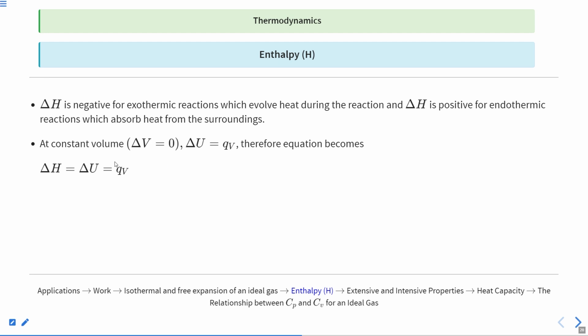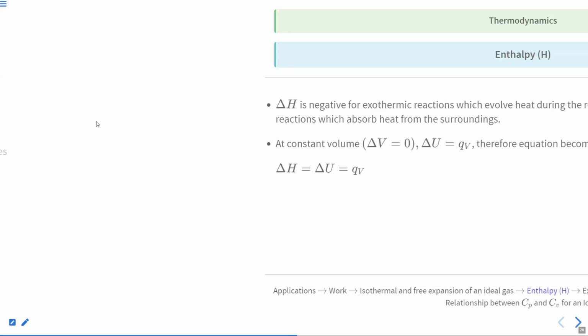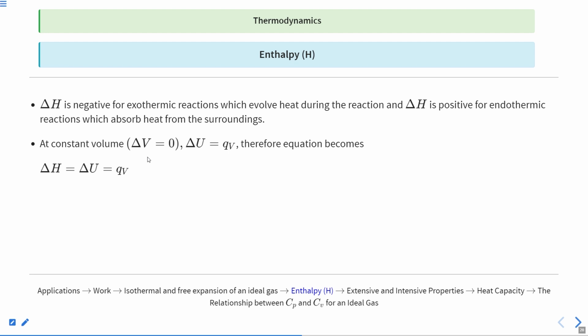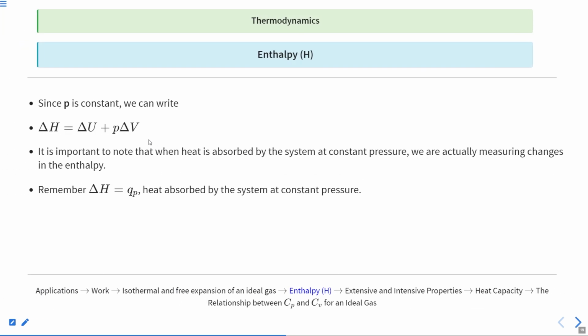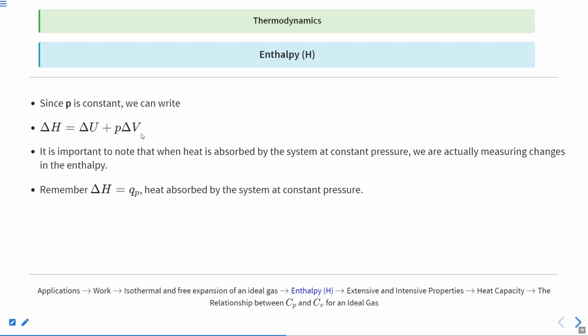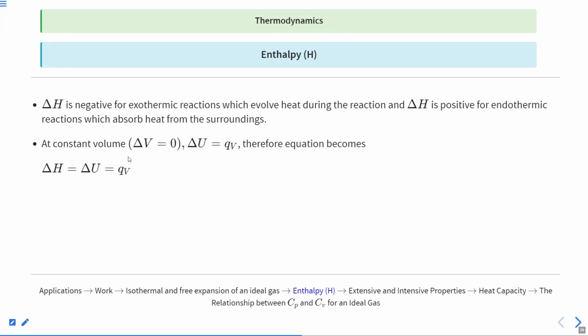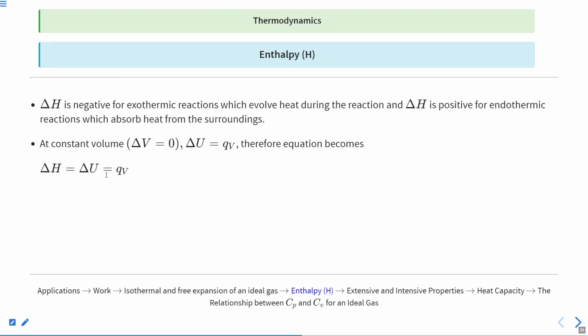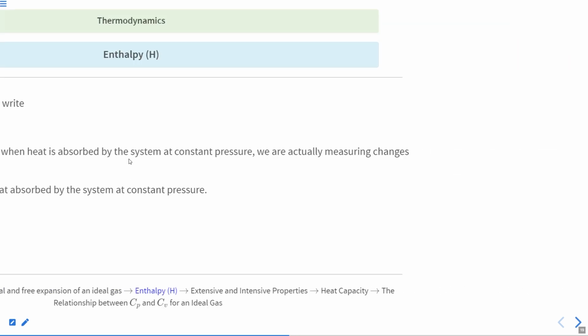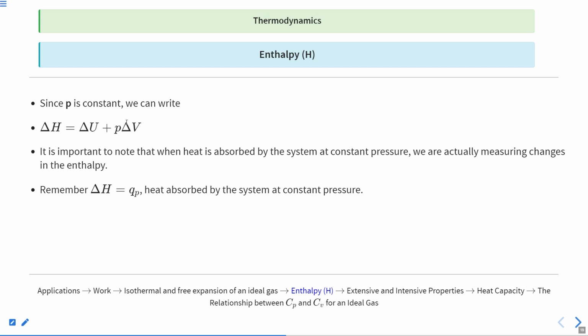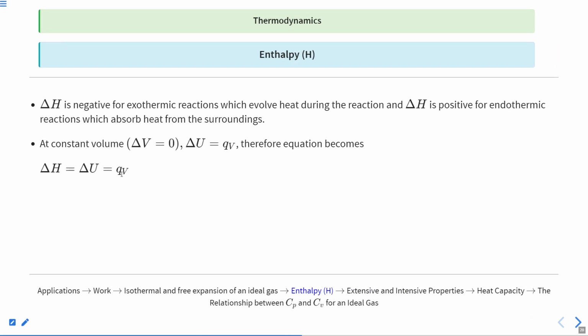Okay. Now if you take constant pressure, and further if you take constant volume also, then this term P delta V will become 0. And at constant volume we call delta U as QV, right? So the whole formula will become delta H is equal to delta U, which is equal to QV. Initially we had taken pressure as constant, now we are taking volume also constant. So that will give you delta H is equal to delta U, and at constant volume the heat change is called QV. So we are writing QV here.